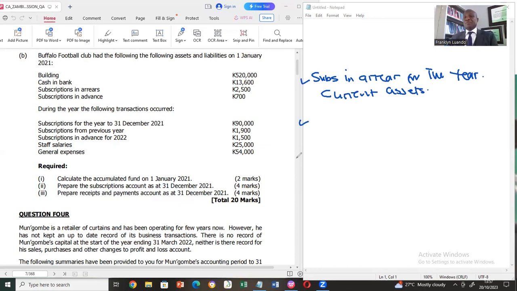Then we have subscriptions in arrears for the previous year.